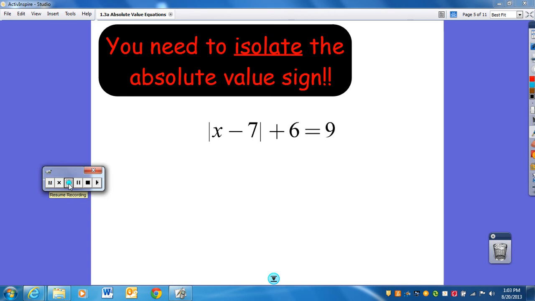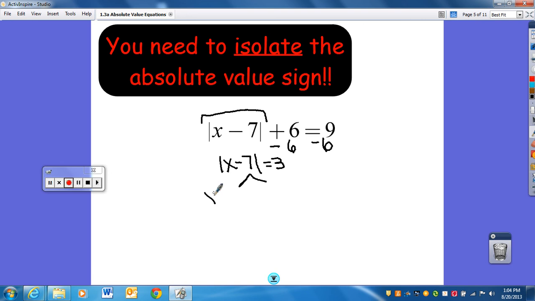One of the biggest things to remember when we are solving an absolute value equation is to make sure to isolate the absolute value sign. That means that we need to make sure that the absolute value expression is by itself. So my first step would be to subtract 6 from both sides, and that's going to leave me the absolute value of x minus 7 is equal to 3. And then at that point, that is where I set up my two special cases, one of which would be at 3 and one of which would be at negative 3.